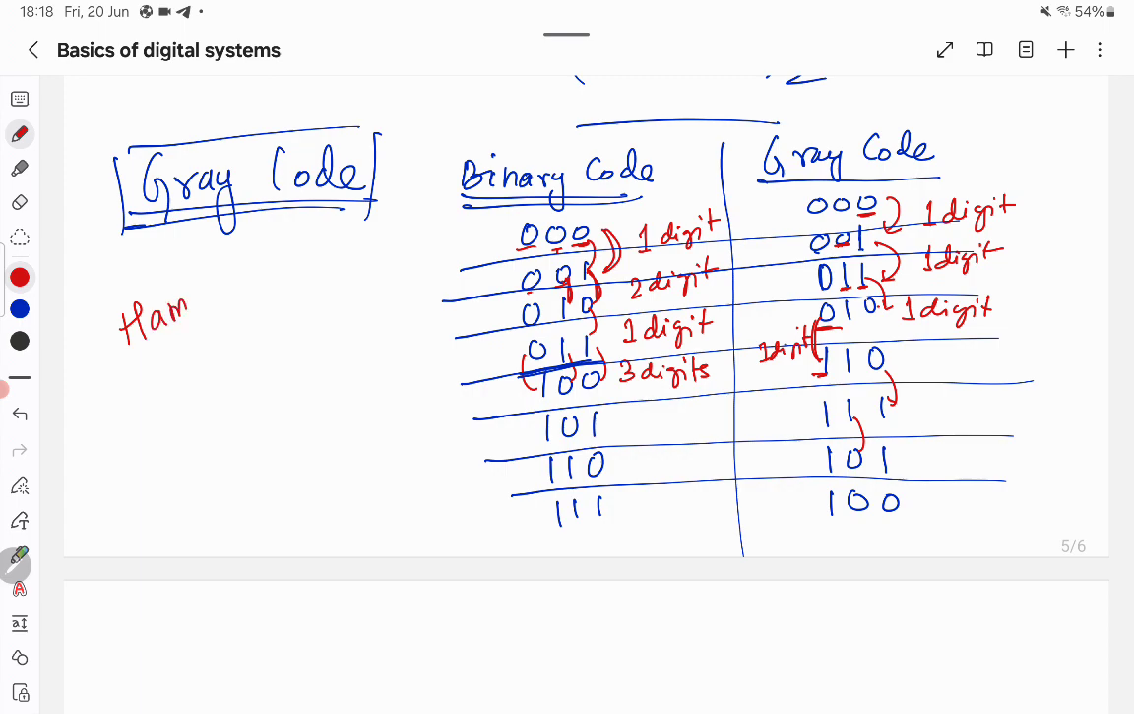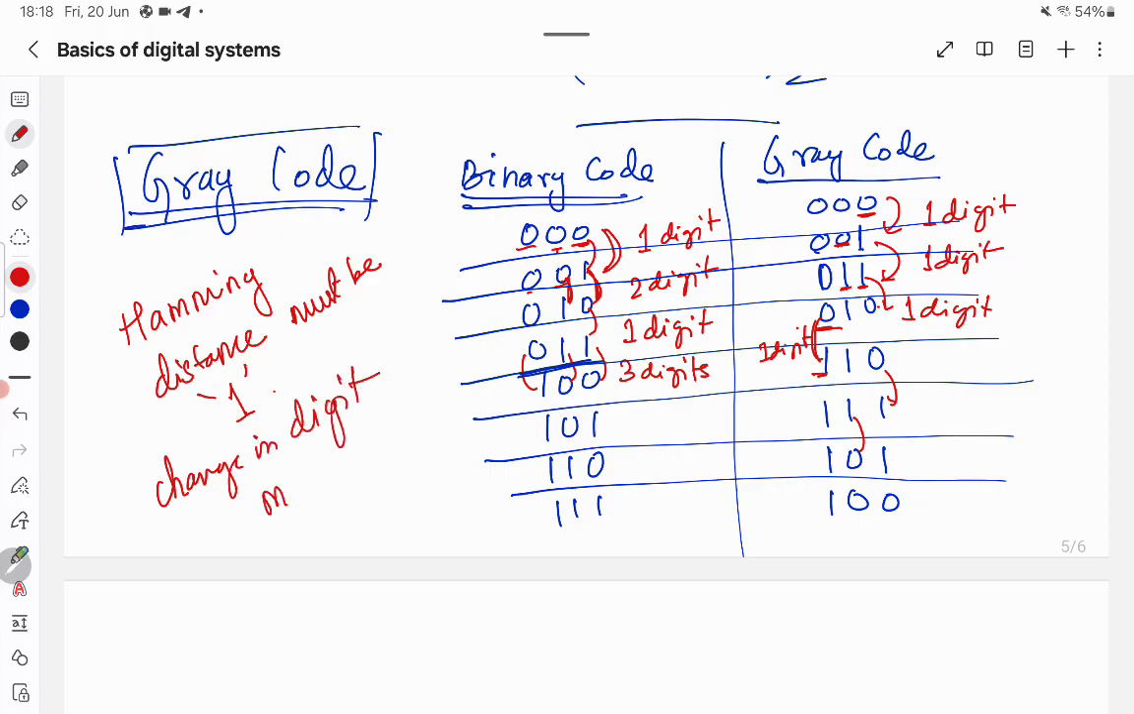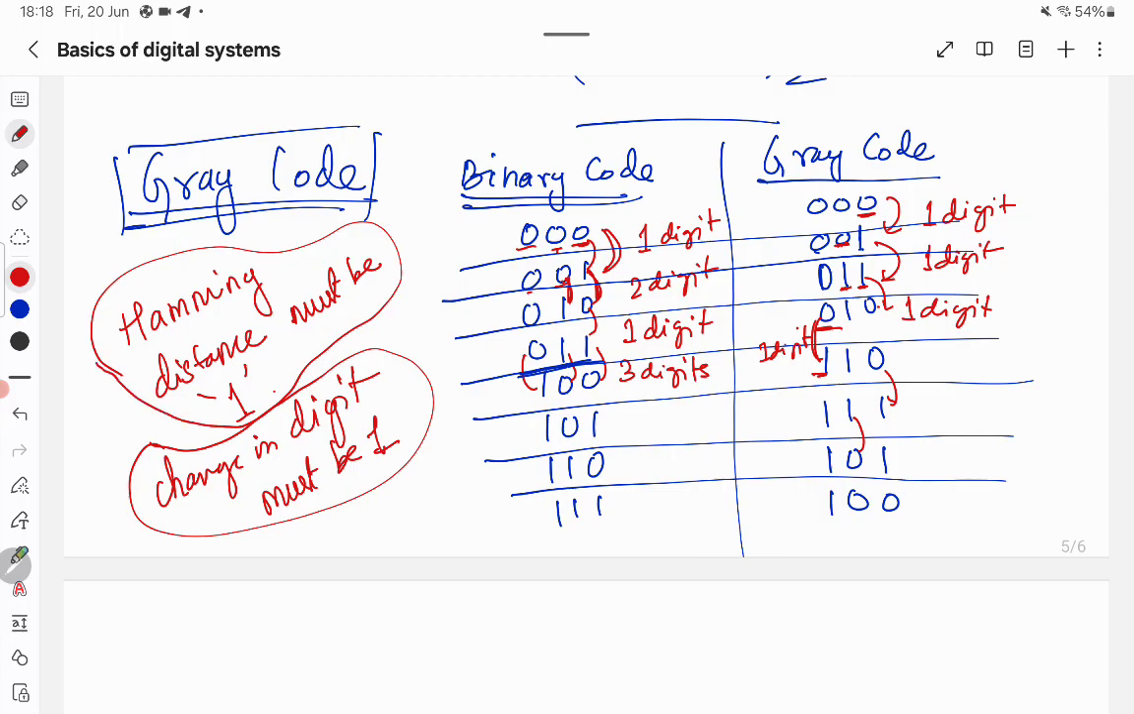So that means the Hamming distance must be 1. Okay, Hamming distance means the change in digit. Must be 1. So every time whenever we are going from one code to the other, we have to change only one digit, not more than that. This is called gray code.